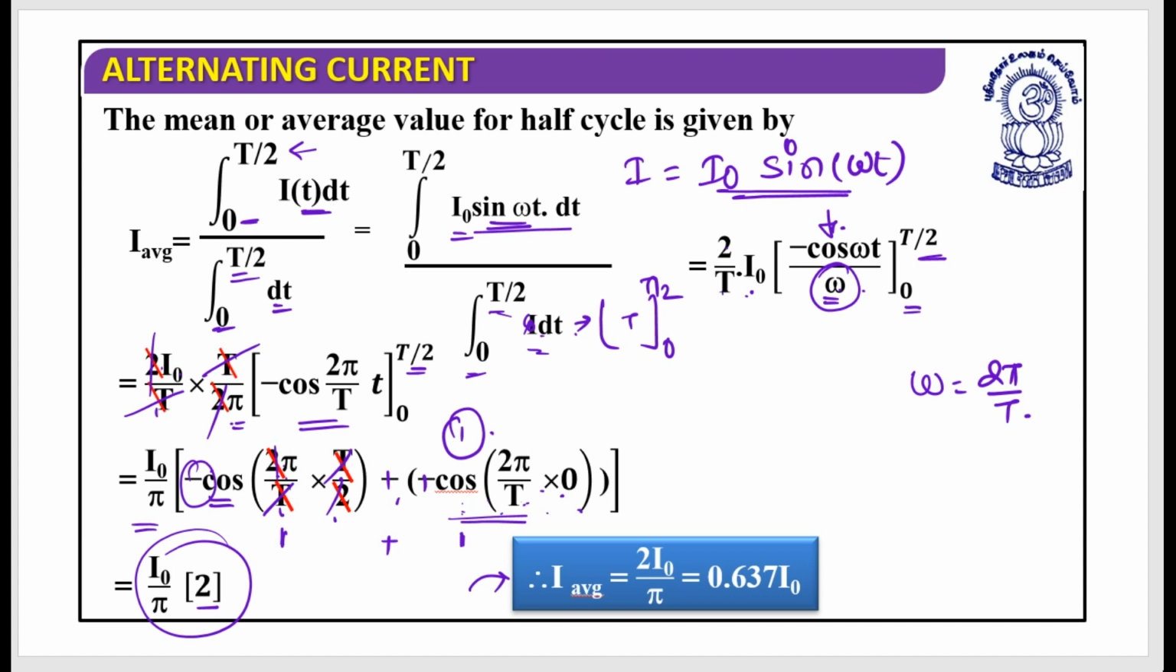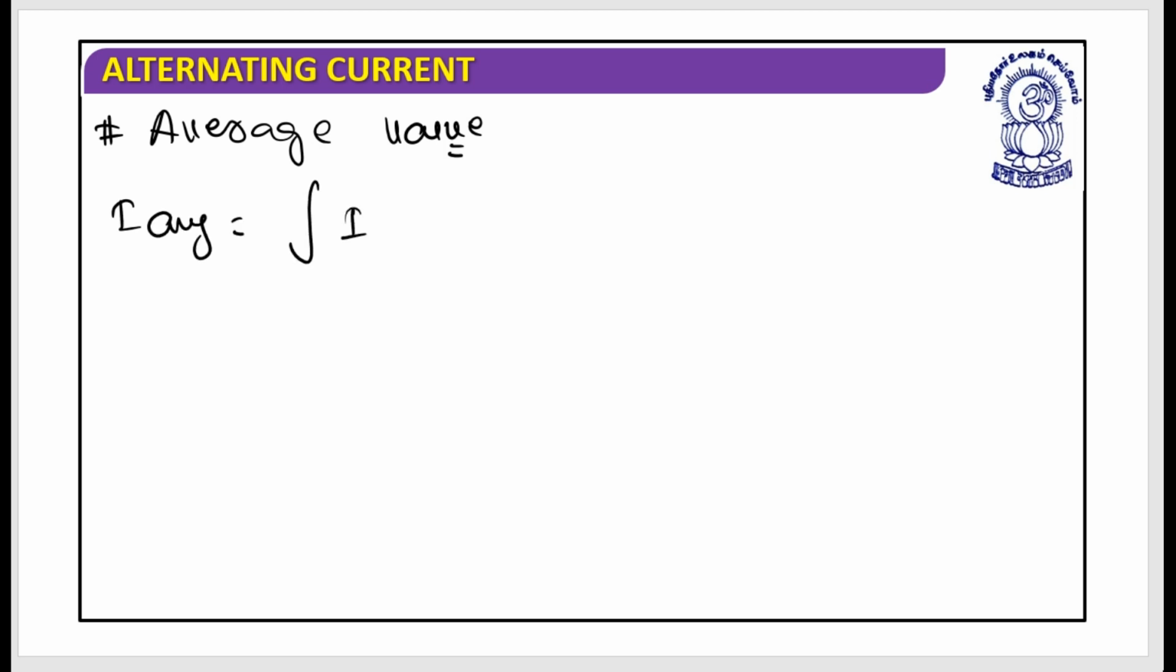I hope this is clear. Is it clear? Great. So when I need to find out the average value, one of my options is I average equals the integration of I dt divided by the integration of dt. This is the first option.